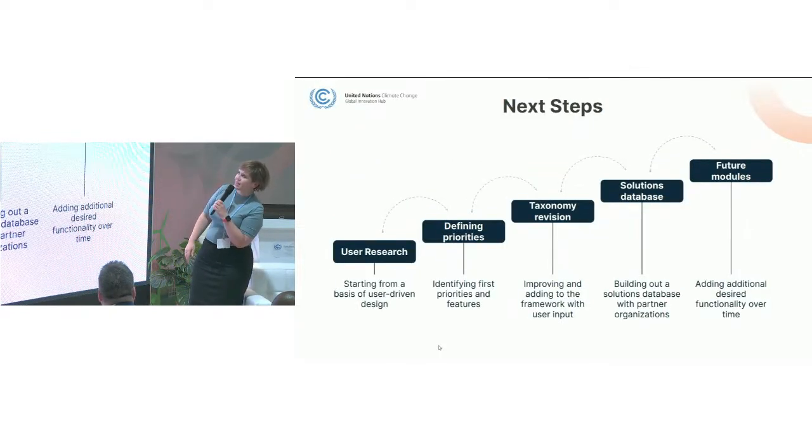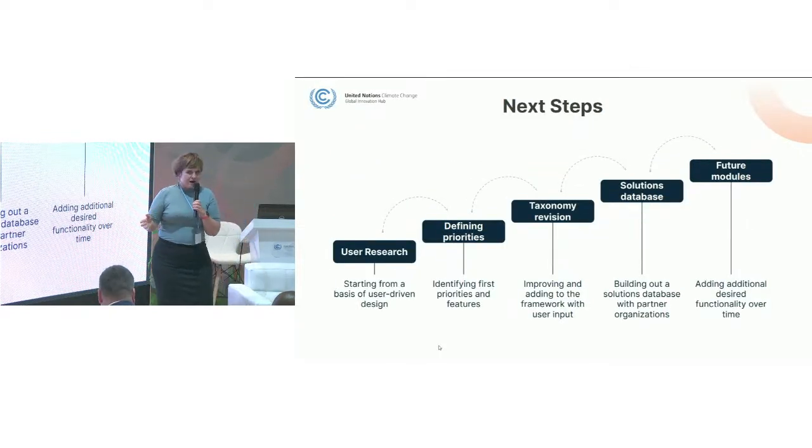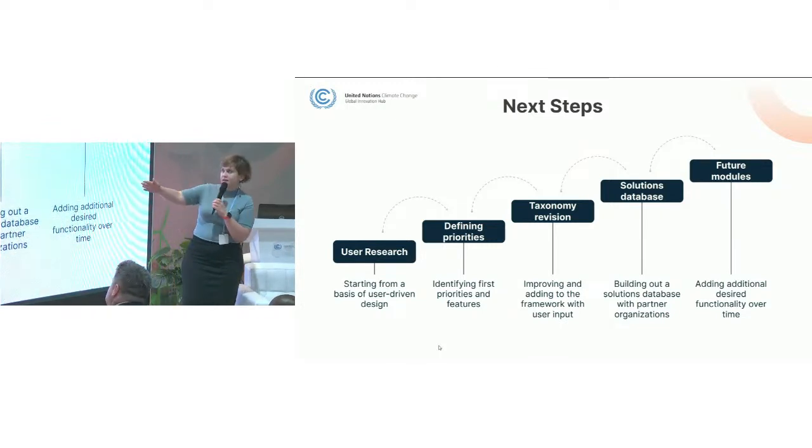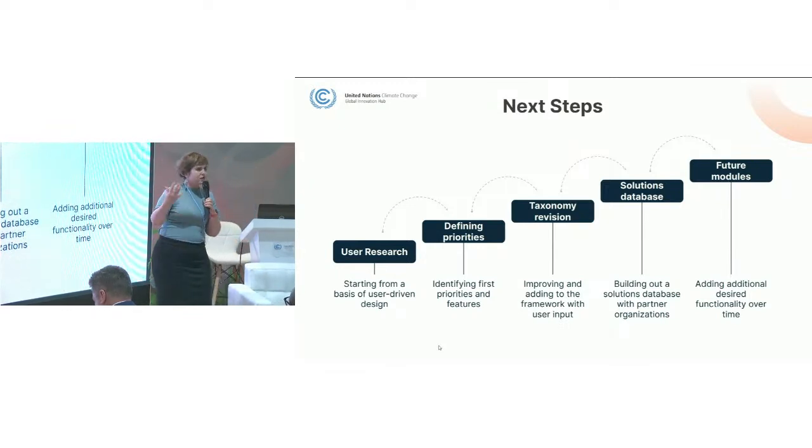Next slide. So where we are now is that the taxonomy is developed and the first version of the tool has been launched, and there's going to be a whole process of refinement. So really delving into user needs, defining the priorities of what the next features of the tool need to be, and revising the taxonomy, having this kind of iterative process, developing the solutions database, and finally adding additional functionalities. So this is going to grow organically as the tool evolves.